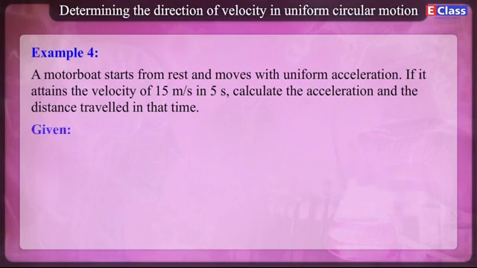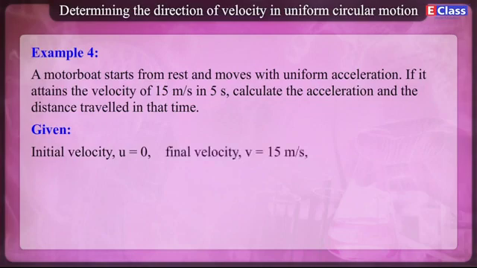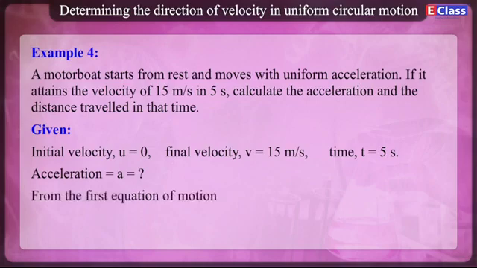Given initial velocity u is equal to 0, final velocity v is equal to 15 meters per second, time t is equal to 5 seconds, acceleration is equal to a, which is equal to how much? From the first equation of motion, a is equal to (v minus u) upon t, which is equal to (15 minus 0) upon 5, which is equal to 3 meters per second square.